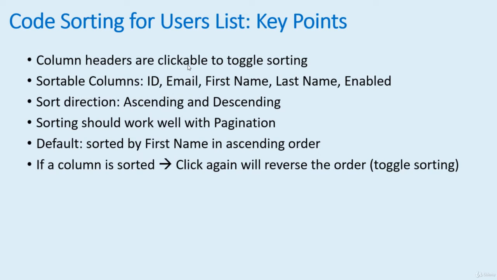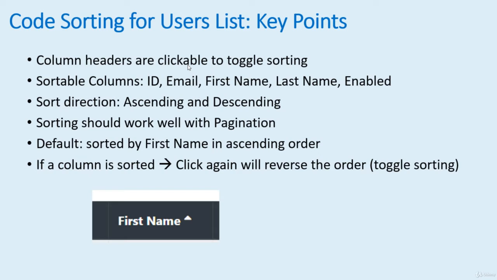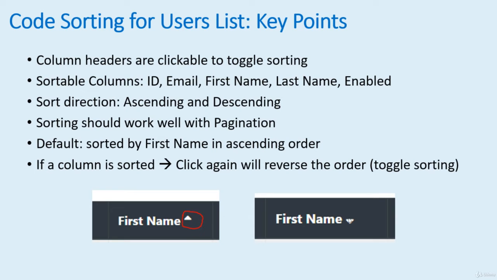If a column is sorted, click the column header again, and we reverse the order or toggle sorting. And to indicate the users list is sorted by which column in which order, we use the up arrow icon here, indicating that the list is currently sorted by this column in ascending order. And we use a down arrow icon here, indicating that the list is sorted by this column in descending order.